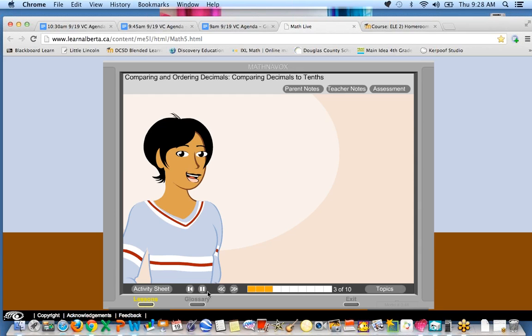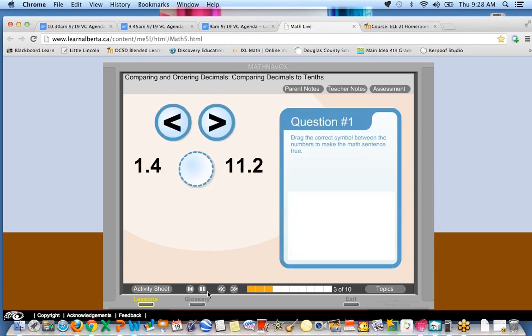Now you can answer some questions using the greater than, less than symbol. Drag the correct symbol between the numbers to make the math sentence true. All right, guys, so you have those very symbols down there by your space bar and the letter M, and you just have to use shift in order to get it to type the right way. Yes, this is a pretty basic start here. Don't worry, Tyler, it'll get harder.